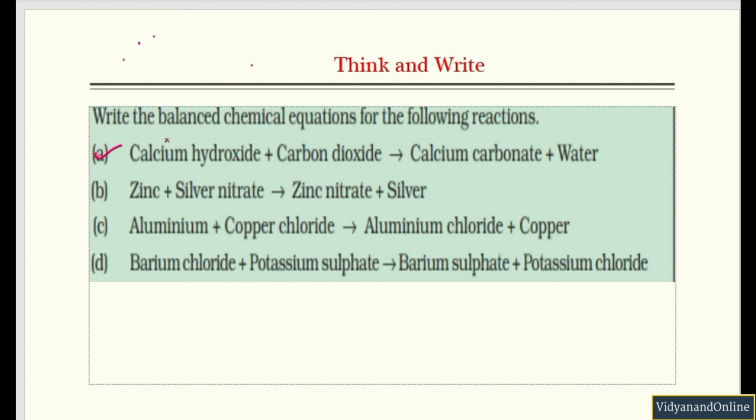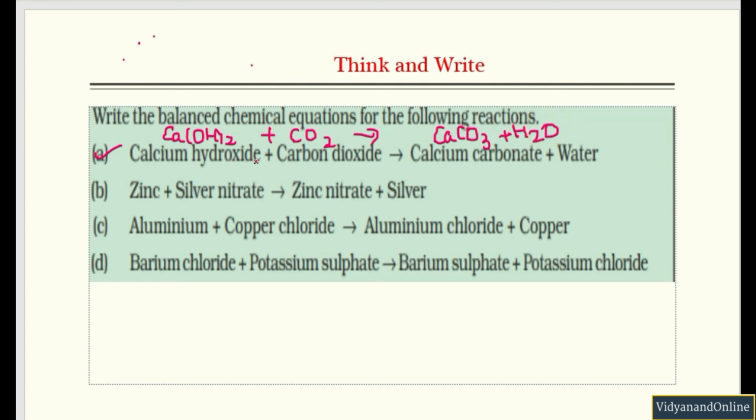So calcium hydroxide, it will be CaOH2. Why? Because Ca is plus 2 and OH is minus 1. So once you cross multiply, it will be this. Now carbon dioxide, you all know it is CO2, and calcium carbonate. Now Ca is plus 2, and what about CO3? Minus 2. That's why we have CaCO3 along with water.